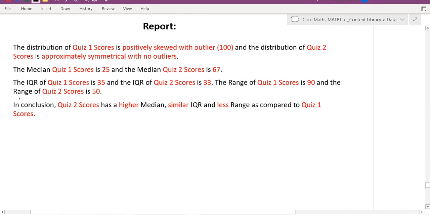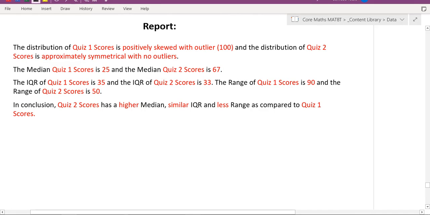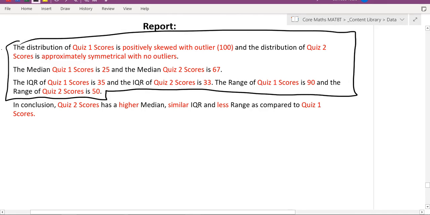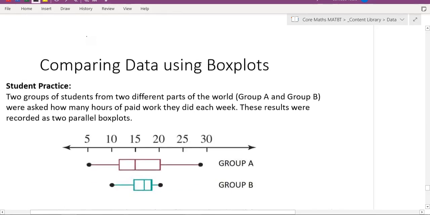Technically, you don't actually need to write a conclusion. You don't need to put that in there, but they've included it anyway. Because technically, if you just wrote all of this in the SAC, I'd be happy with that. That's all you need to have. Just tell me the distribution shape, the center, the spread, and the outliers. Those 4 things. Okay, let's try this one.